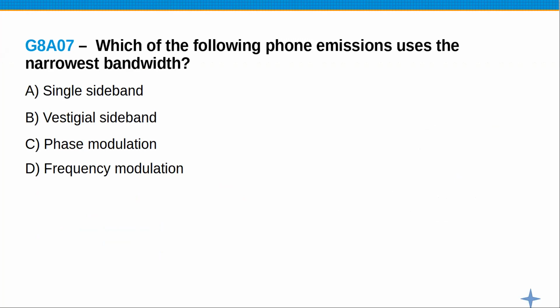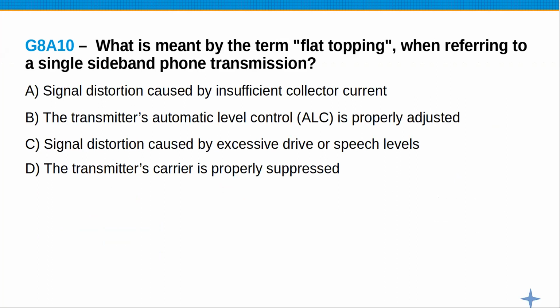Which of the following phone emissions uses the narrowest bandwidth? What is meant by the term flat topping when referring to a single sideband phone transmission?